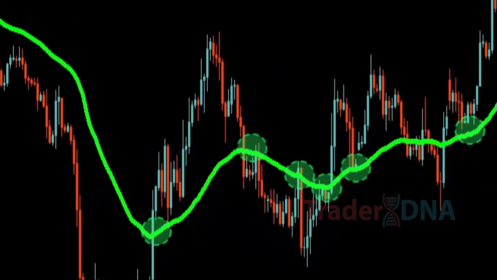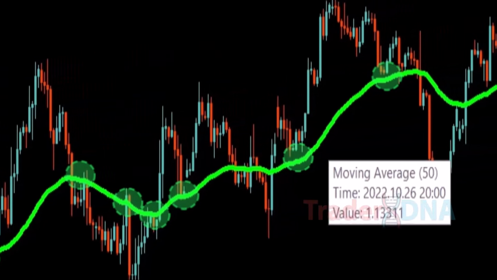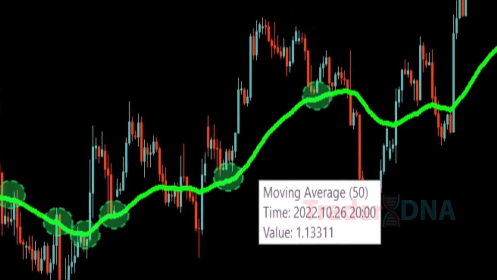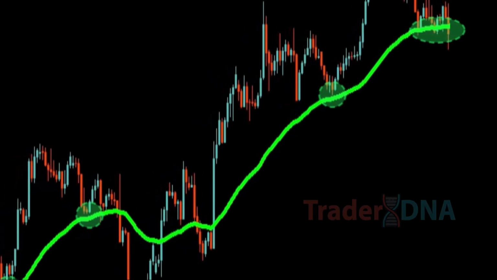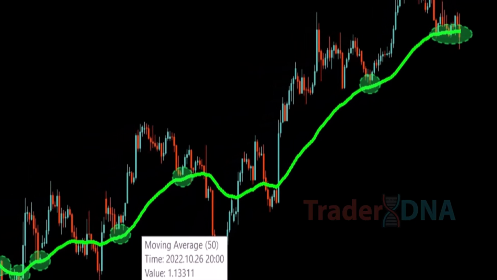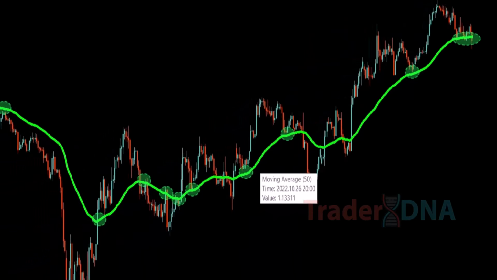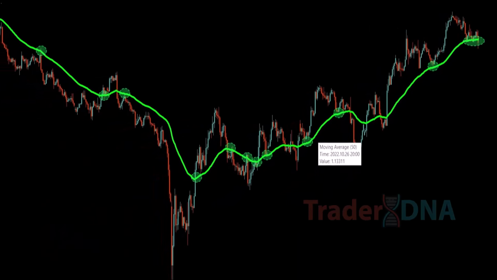That's how you discover which EMA works best for the market you're trading. But here's the catch. Don't just jump into a trade because price touches the line. That's how beginners blow accounts. You need confirmation, something that tells you the bounce is real.